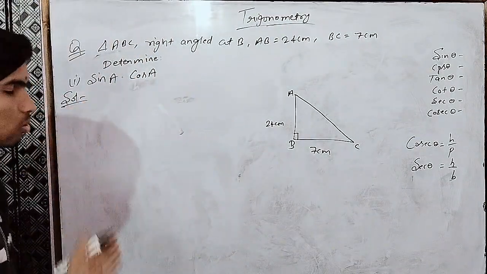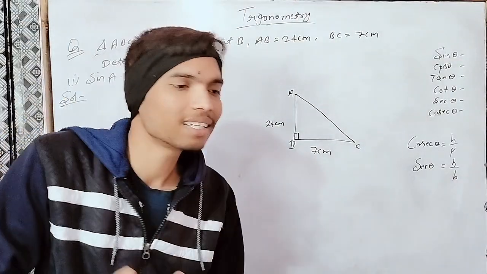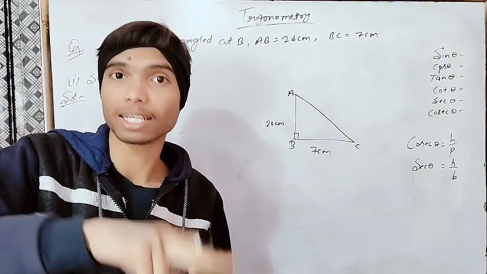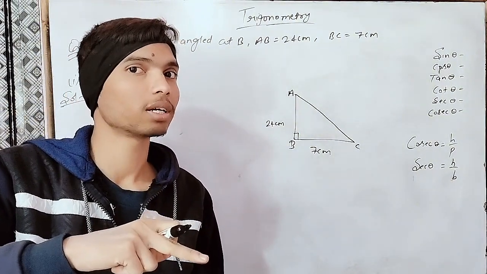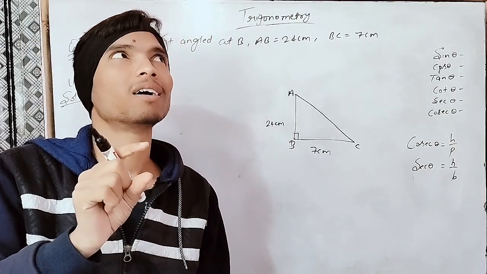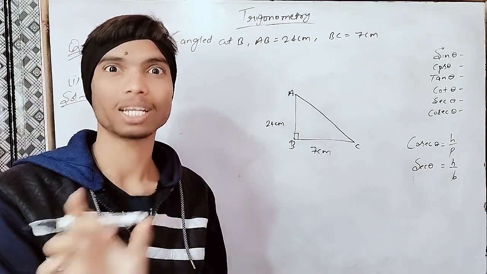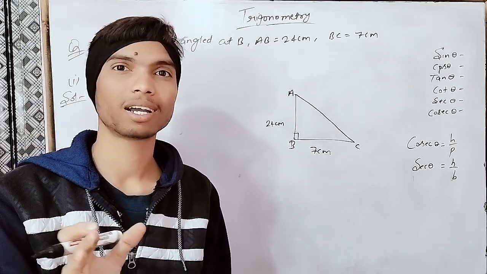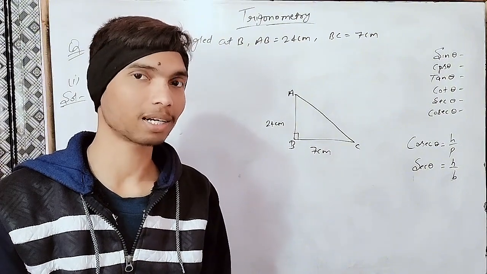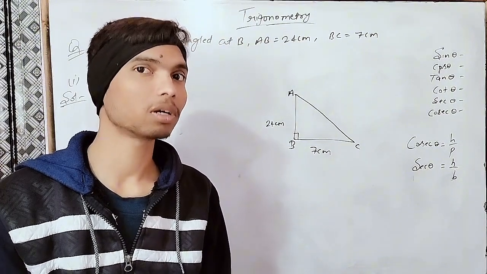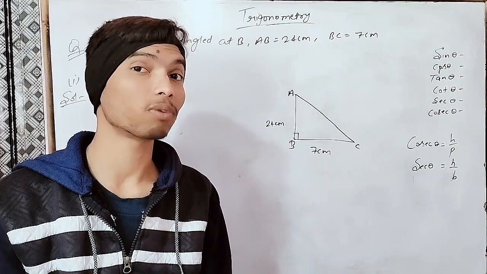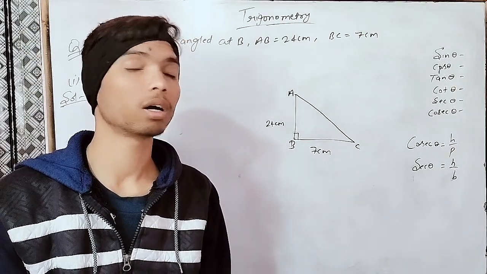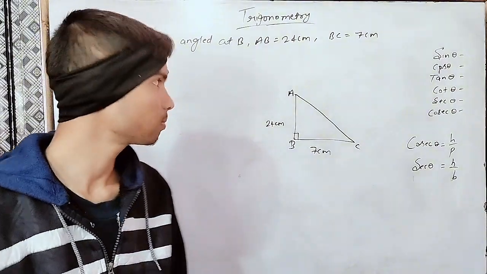So here sin theta is equal to p by h. Cos theta is equal to b by h. So here we are looking at h, which represents hypotenuse. So of course it would be compulsory to find out the value of hypotenuse. To find it, we will apply the Pythagoras theorem.